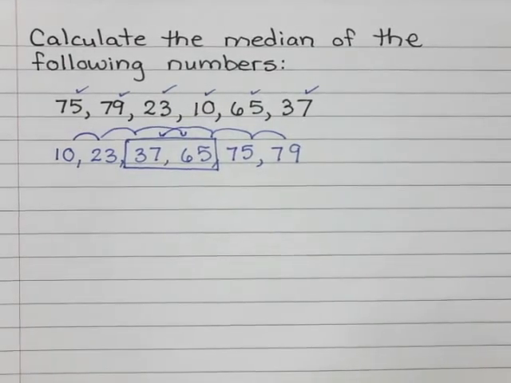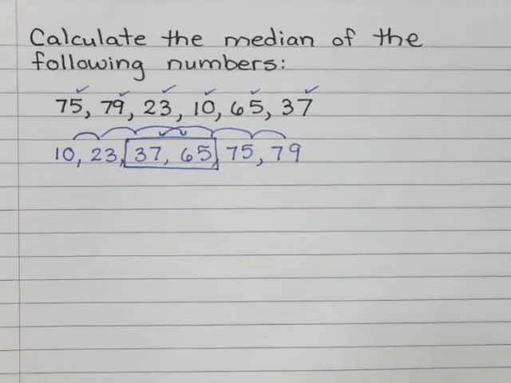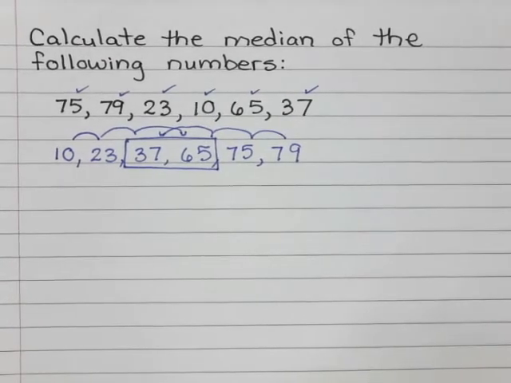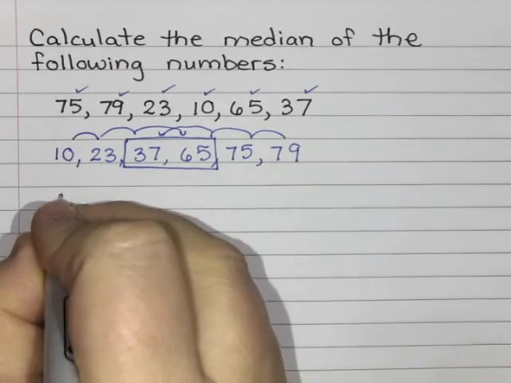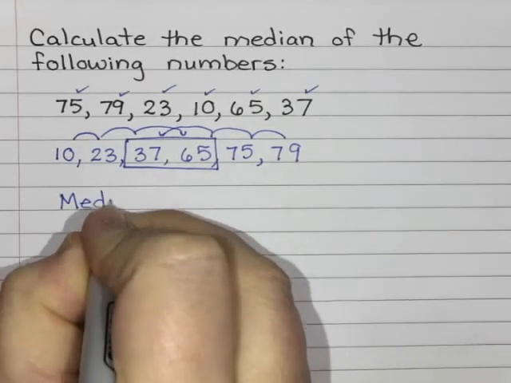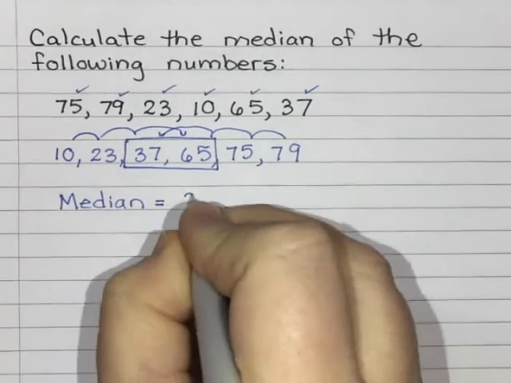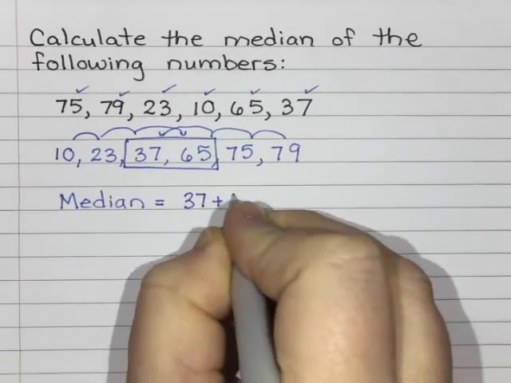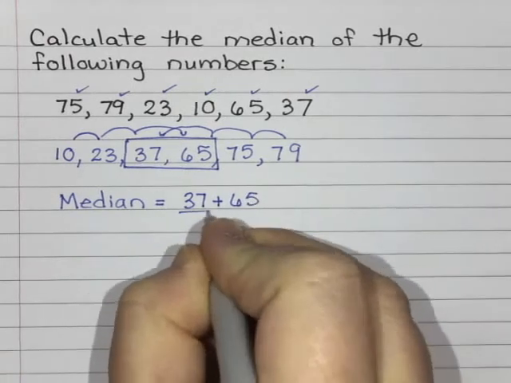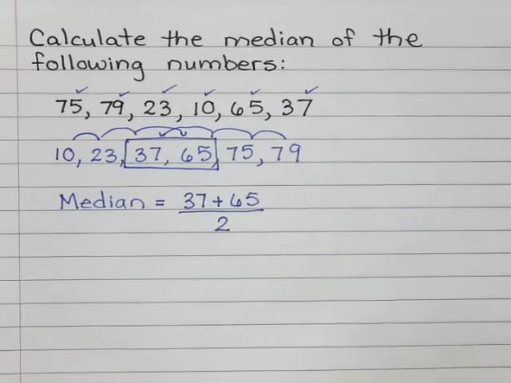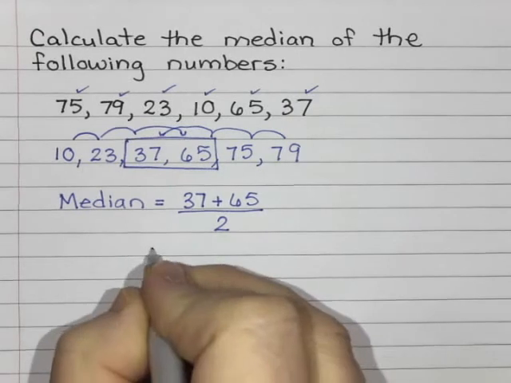And to figure out where that point is, I'm going to average those two. I'm going to find the mean between those two numbers. So my median is going to be the halfway point between 37 and 65. So I'm going to add 37 and 65 and then divide that number by 2 to find out what the halfway point is in between them.